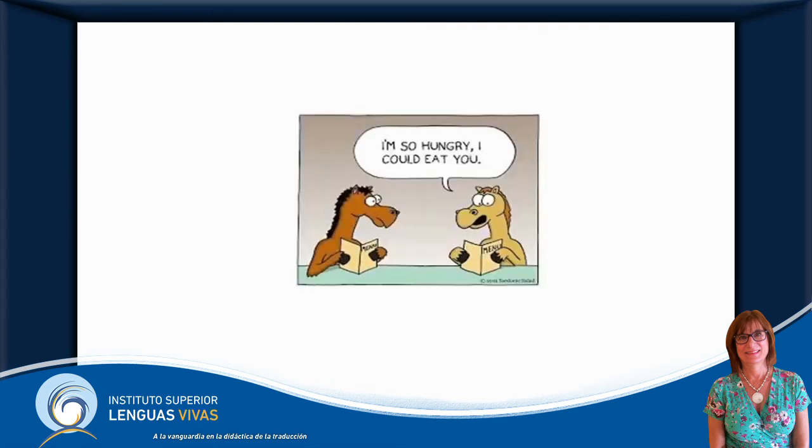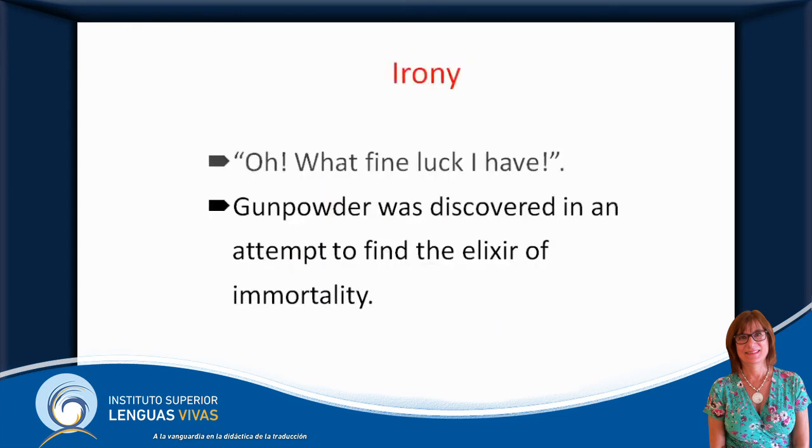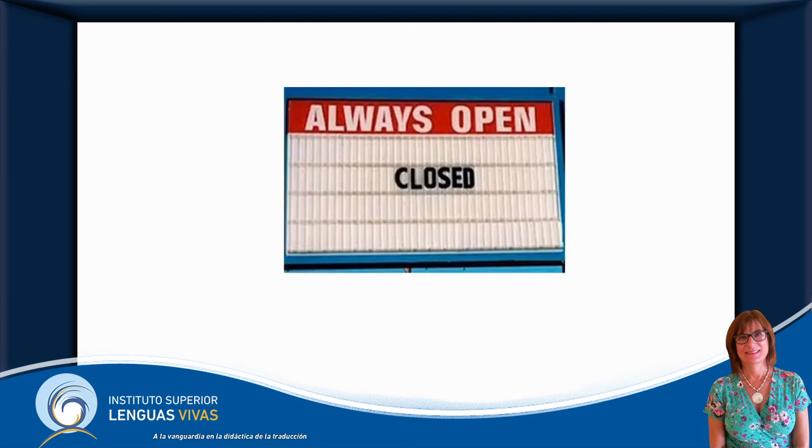You see? Well, next literary term is called irony, which refers to playing around with words such that the meaning implied by a sentence or word is actually different from the literal meaning. You see? Oh, what fine luck I have. Gunpowder was discovered in an attempt to find the elixir of immortality. Then another example goes like this. You see? Funny, isn't it?